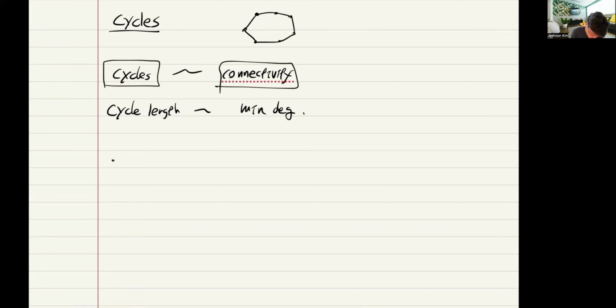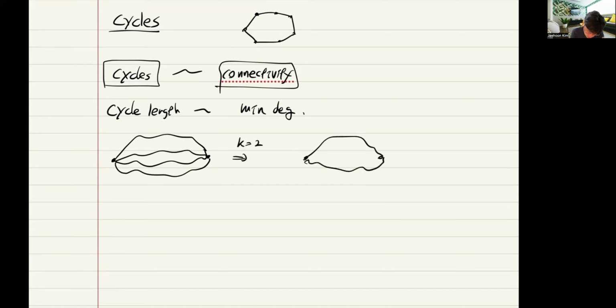For connectivity, we have seen that between two vertices, if you are k-connected, you can find k paths between them. And in particular, if k is 2, that means between two vertices, you can find two independent paths, which means a cycle containing two vertices. So when you specify two vertices, you find a cycle containing both of them.